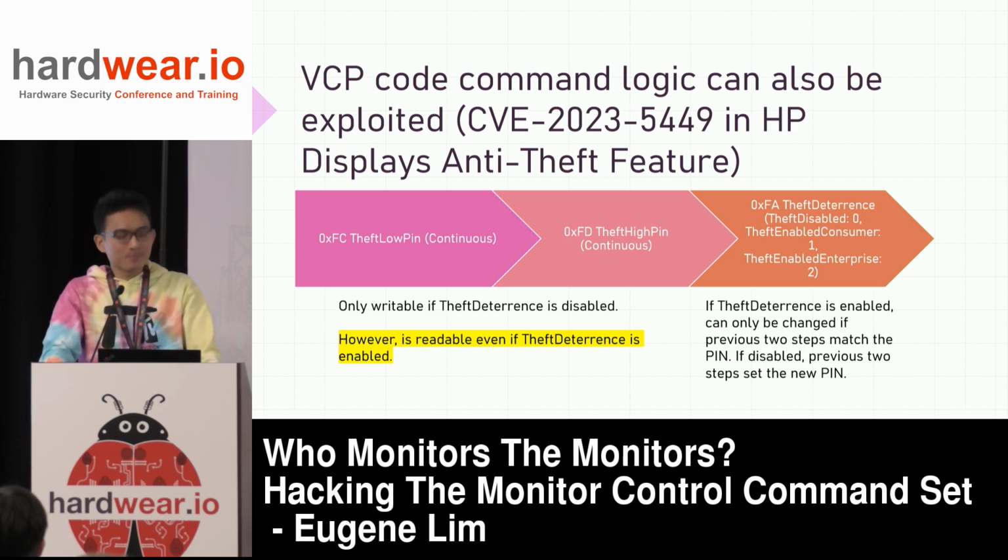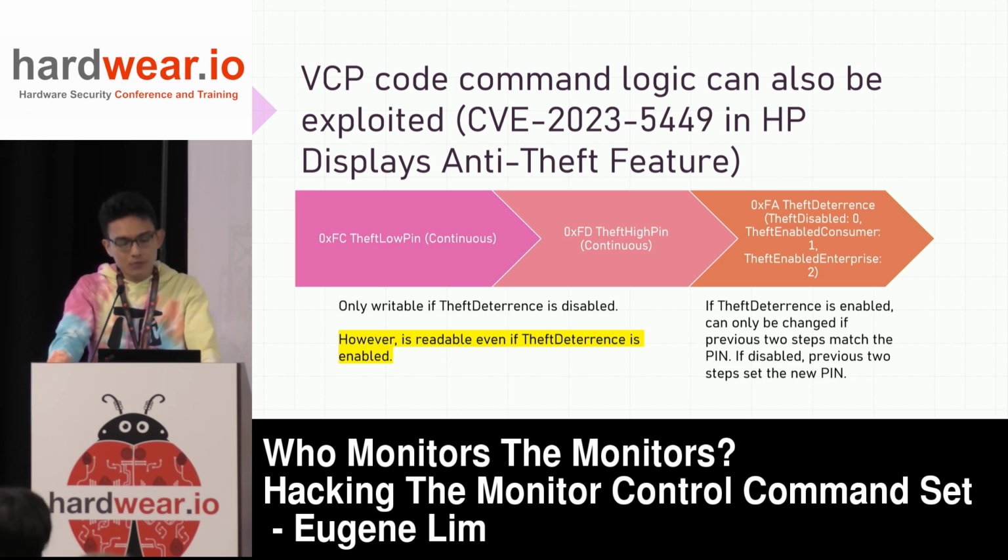And how it works is that it uses 3 sets of manufacturer-specific opcodes. The first is FC, theft low pin. This sets a 6-digit lock pin. So this low pin just sets the lower bytes of that 6-digit pin. And then the next is theft high pin, which is FD, which again sets the higher bytes of that pin.